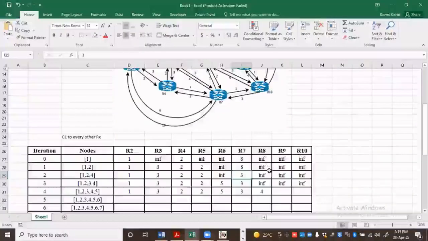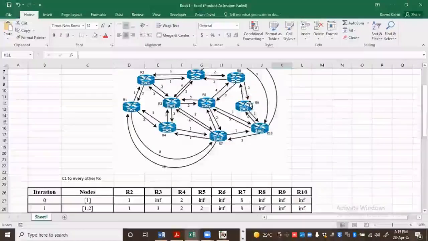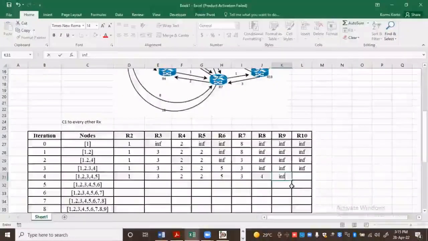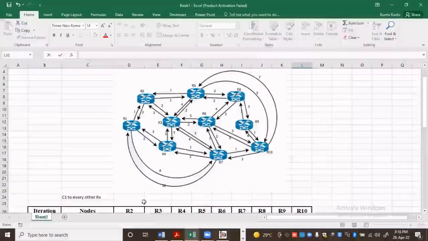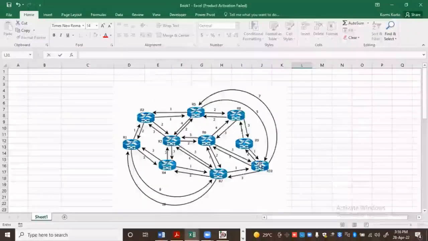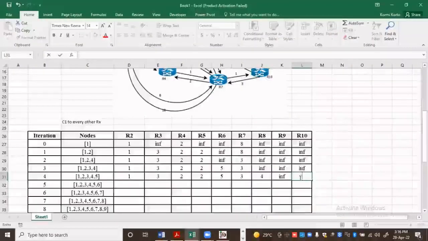To get to 9, it will still be too far away, so it will still be infinite. 10 will still be infinite. Wait. 10. Now watch, we can get to 10. Plus we have 5. There's a connection from 5 to 10. See that? And it has a cost of 5. So it'll be 5 plus 1 plus 1, which is 7. So now to get to 10, it's 7 costs. Okay?